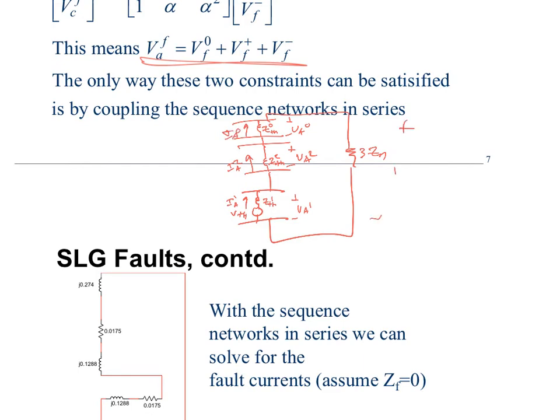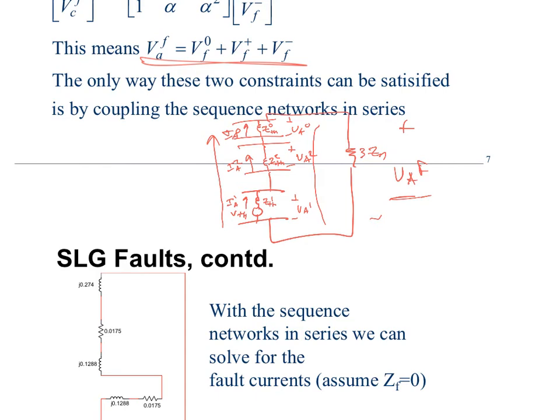So this is plus to minus VA at the fault. If I have some sort of impedance at the fault, my voltage is not going to be 0. But you can see Kirchhoff's current law says I sum these three voltages together to get my fault voltage, and my currents are all the same. So how do you solve for a single line to ground fault?